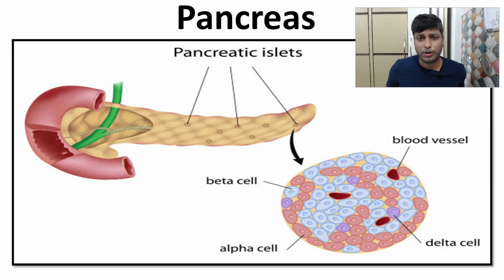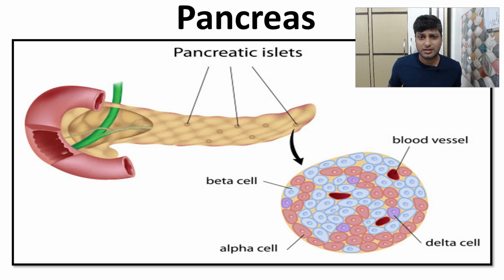Pancreas, another very important organ, a leaf-shaped organ present between the stomach and the small intestine. Can you see how lovely it is? Inside this pancreas are many cells which are known as islets of Langerhans. Islets means cluster. So these cells are of different types: the alpha cells, the beta cells, the delta cells. Let me tell you, pancreas is heterocrine in nature. Heterocrine means both endocrine as well as exocrine.